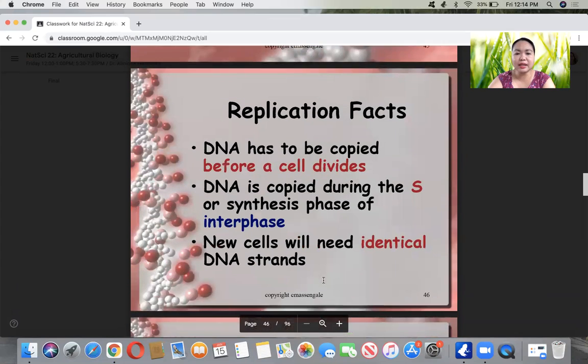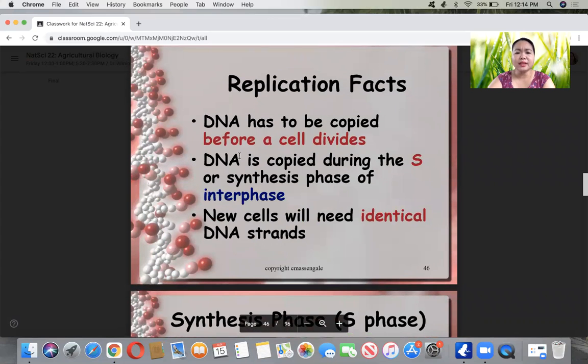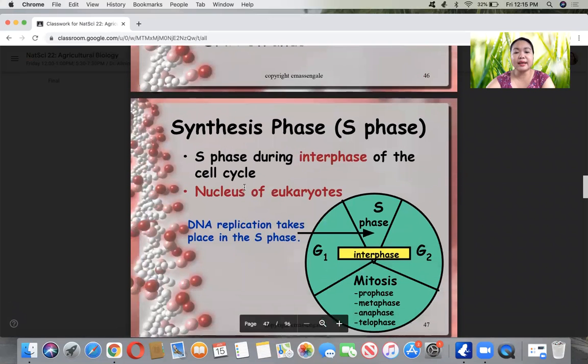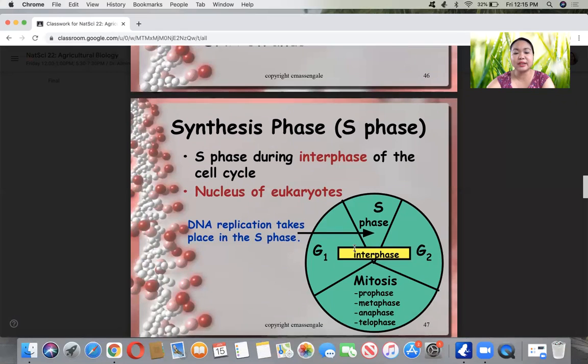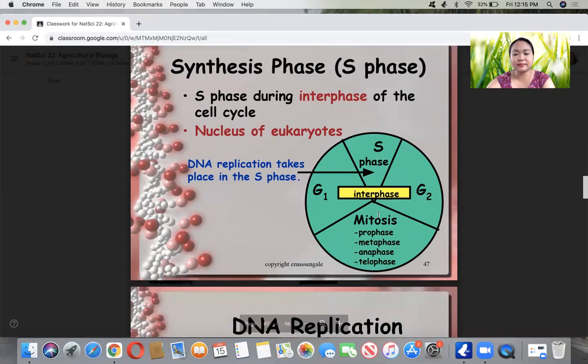So let's talk about DNA replication. DNA normally has to be copied before a cell divides. DNA is copied during the S or synthesis phase of the interphase. Remember that we discussed this last time in the previous videos on cell division. New cells will need identical DNA strands. So in the S phase, during the interphase of the cell cycle, the nucleus of eukaryotes is where the DNA replication takes place.